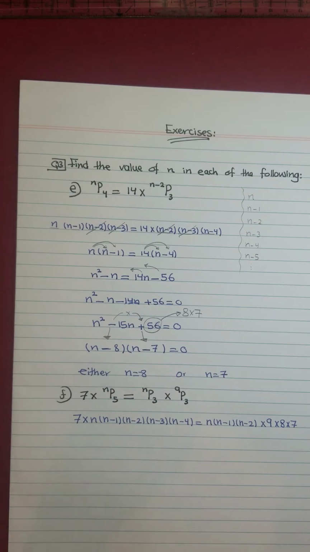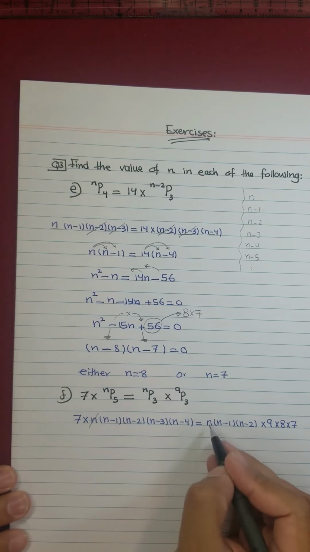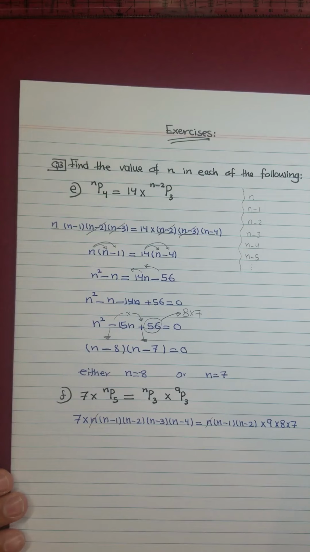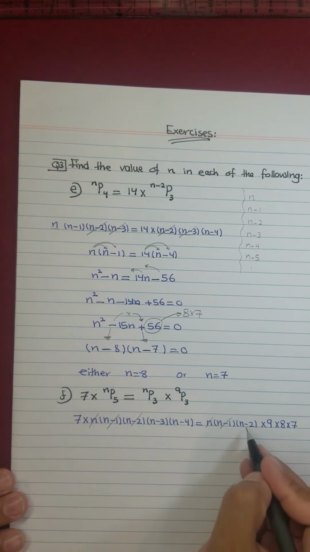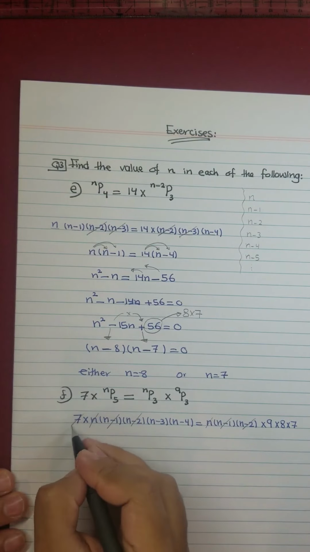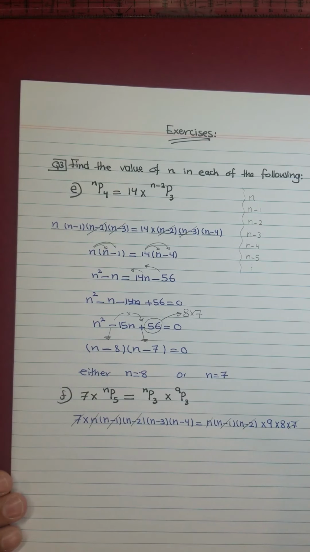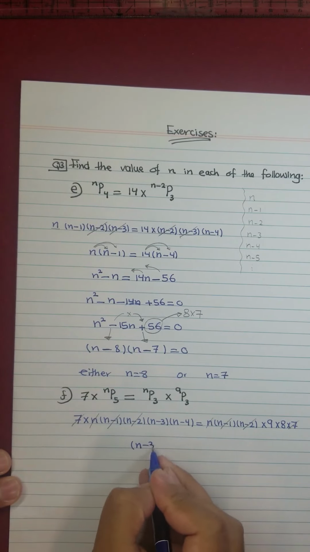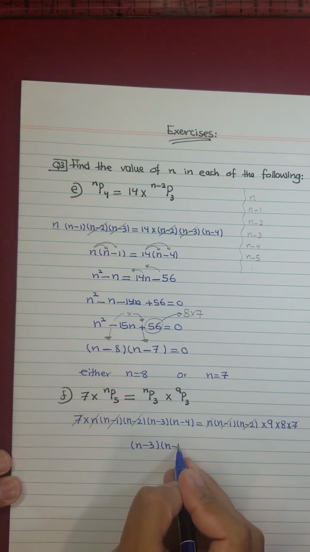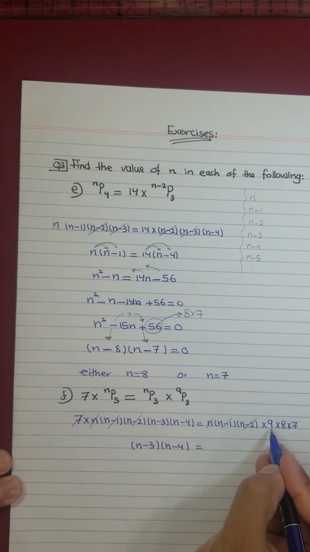How do we do that? Easy. Take n out from both sides. Bye-bye, Mr. n. Take n minus 1 out. Take n minus 2 out. Take the 7 out. Bye-bye, 7. So what do we get now? We get n minus 3 multiplied by n minus 4 equals 9 times 8.